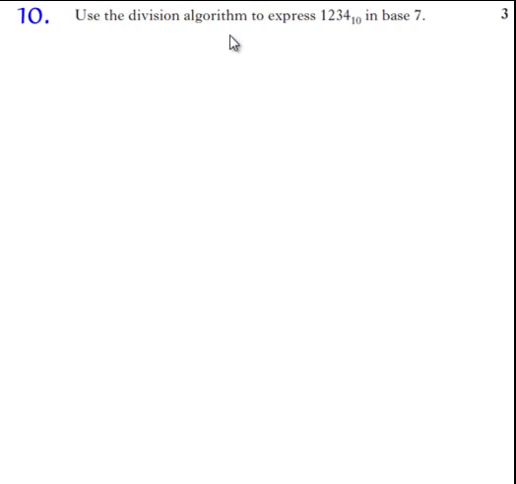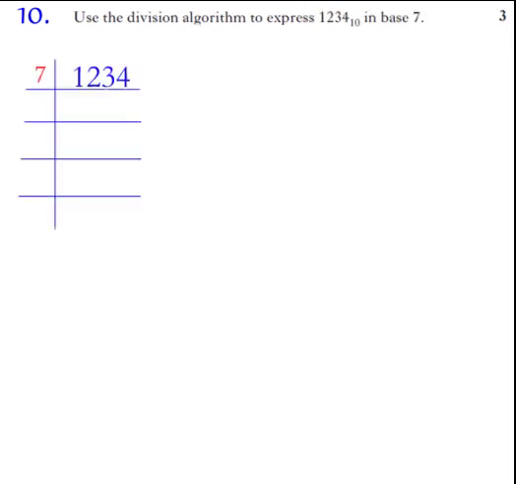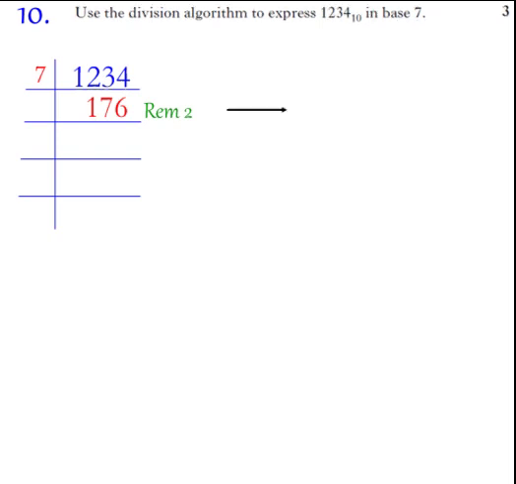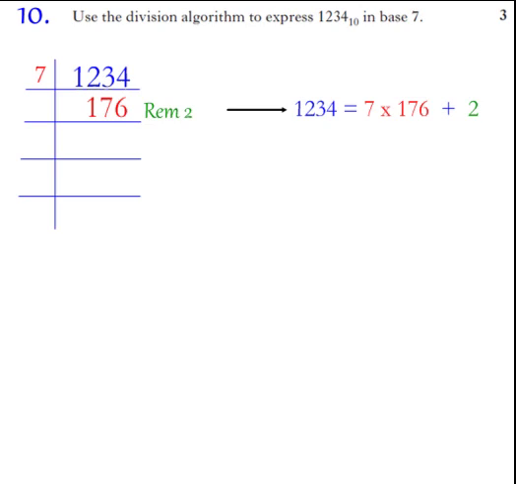To use the division algorithm to change a 1, 2, 3, 4 base 10 number into a base 7 number. So dividing 7 into 1, 2, 3, 4 goes 176 times with a remainder of 2, which means 1, 2, 3, 4 can be written as 7 times 176 plus 2.